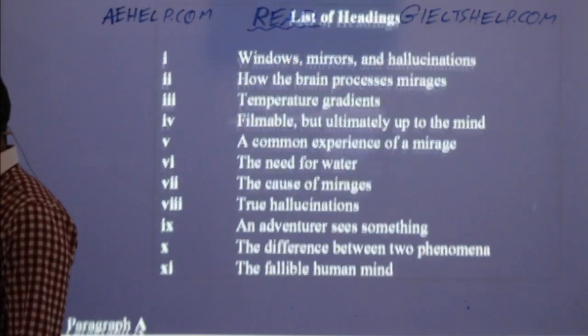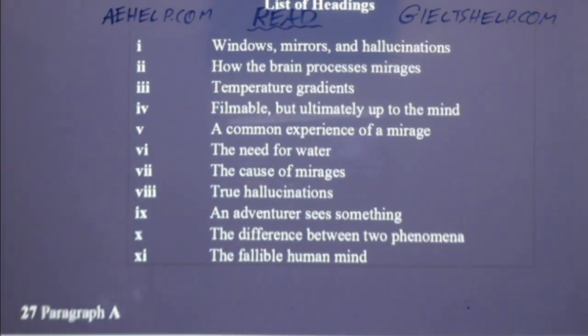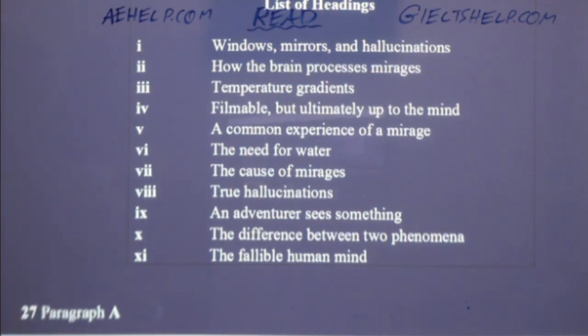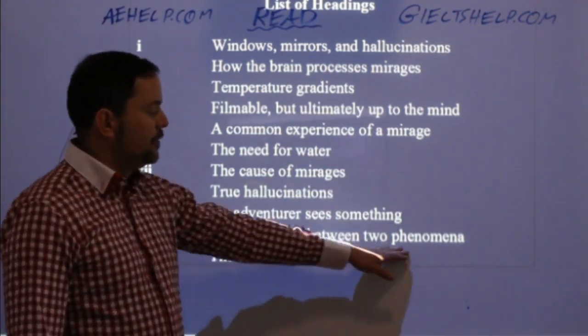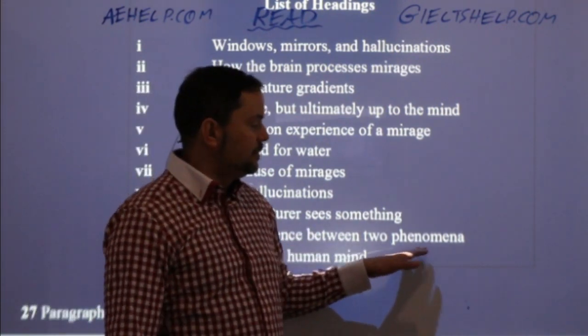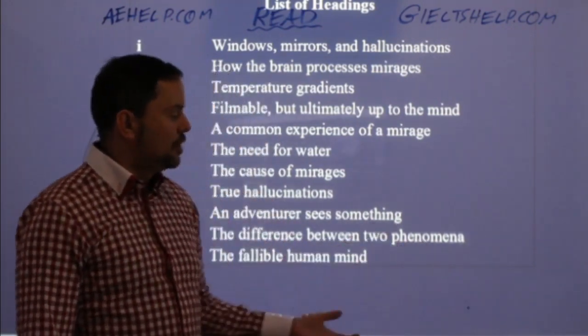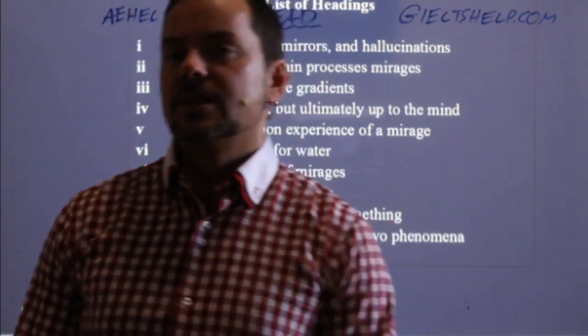So which one do you think is the best answer? Okay, so again, let me know what you think is the correct answer for this one. Just give me the number. Let's see how many of you pick out what I'm picking out. Yeah, very good. We seem to have a unanimous vote here. So the difference between two phenomena. Phenomena is plural for phenomenon. Okay, so phenomena, plural for phenomenon. And of course, one phenomenon is mirage. The other phenomenon is hallucination. So that one makes sense.